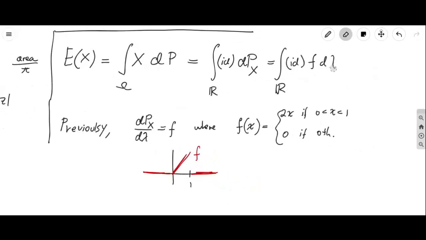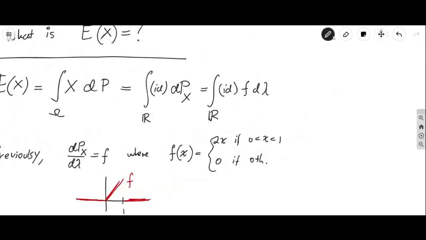Okay, so this is f d lambda, and then you can do the calculation. So the identity function, that's just x, right? So like, how would you write this? Normally you write this as the integral from negative infinity to infinity. The identity function, that's just x, right? That's just the function x.